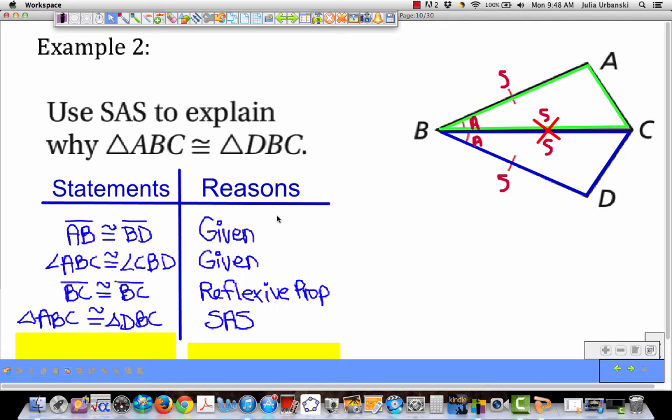Triangle ABC is congruent to triangle DBC by side, angle, side. That's it. You have to look at what you're given, what else you can see in the picture, and then from your markings, choose one of the shortcuts that could work.